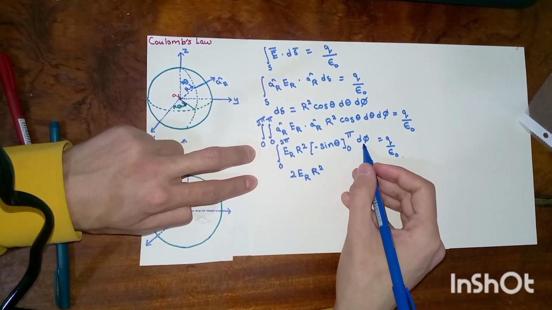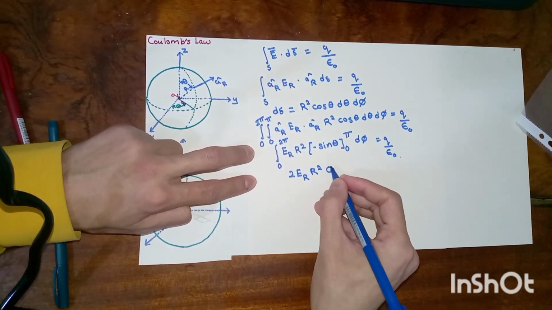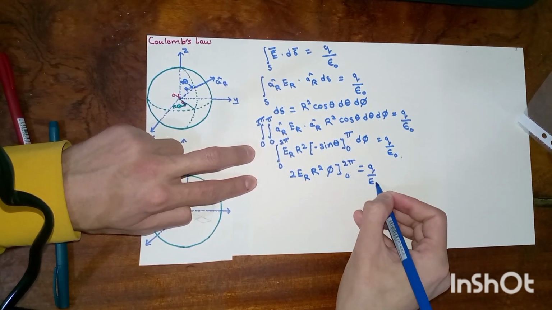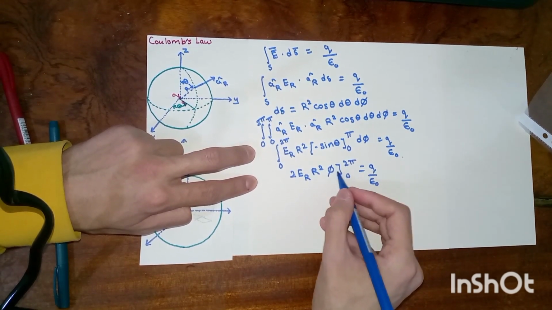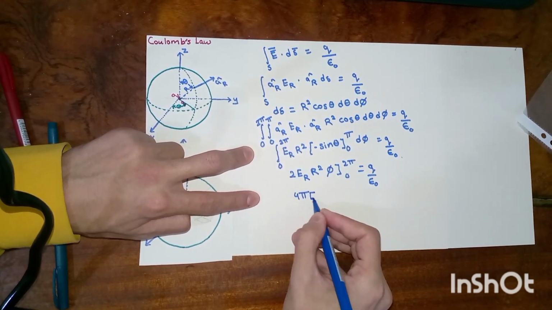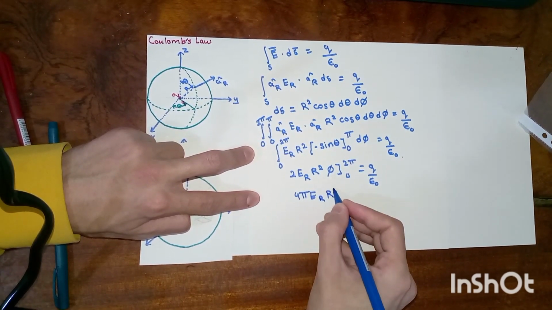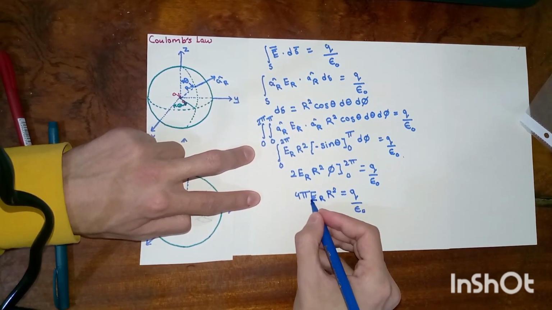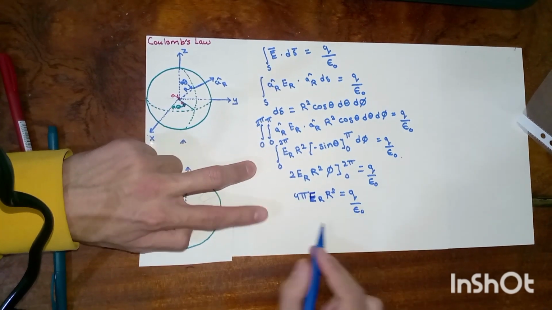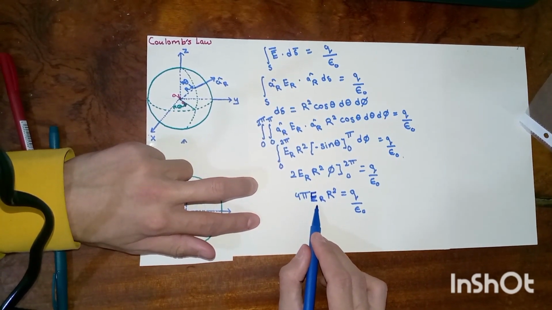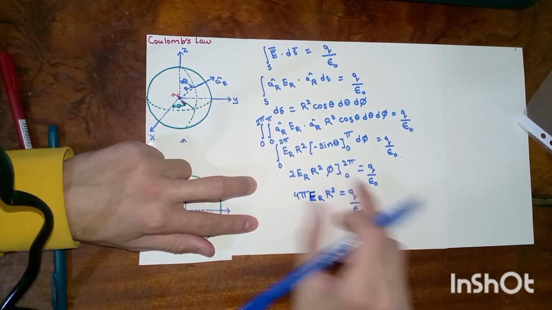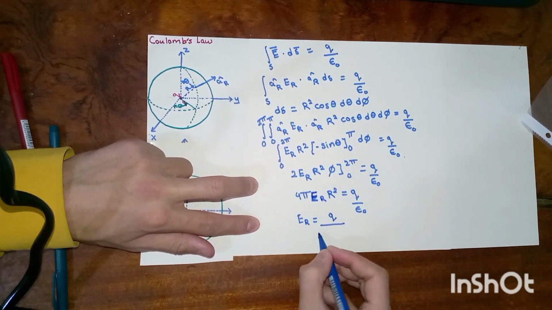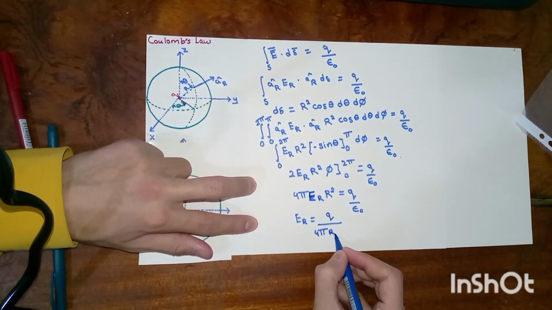Let's take now the integration with respect to phi. The integration of d phi is phi from 0 to 2 pi, equals Q over epsilon. So this equals 2 pi. 2 pi times 2 pi, it's 4 pi E sub r times r squared equals Q over epsilon. Anyways, to find the magnitude of the electrical field, let's transfer all of these terms, and we will have E sub r equals Q divided by 4 pi r squared times epsilon.